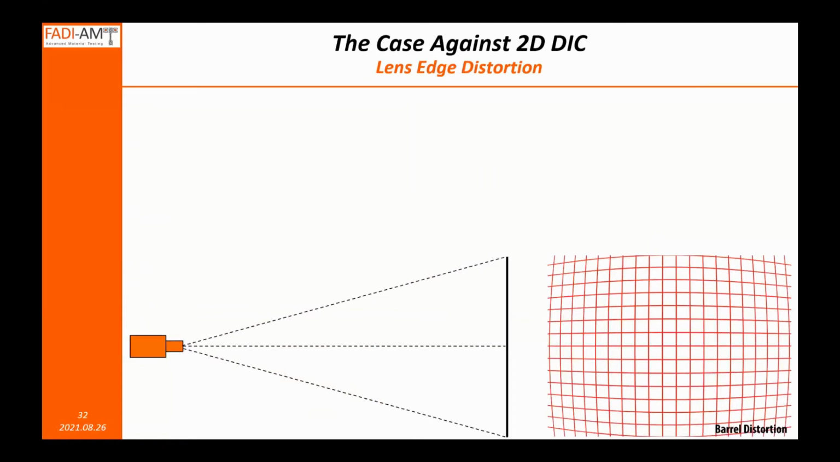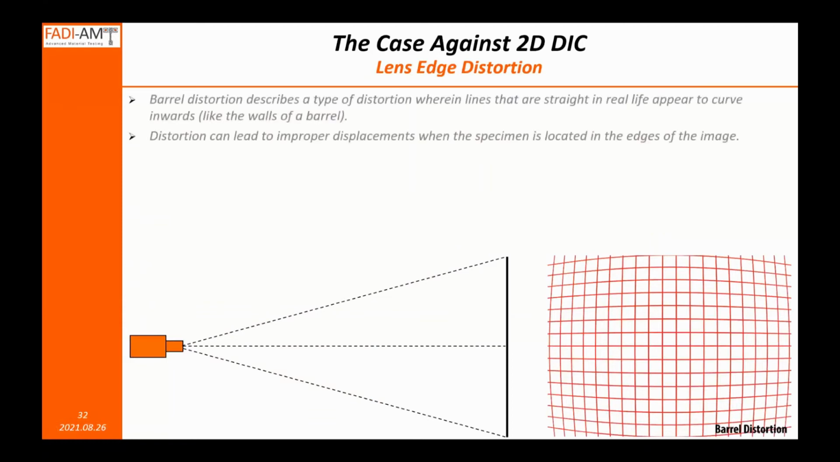The next item is lens edge distortion, or what we call barrel distortion. This is an issue not with 2D DIC; this is a lens issue. In any lens, depending on the quality of the lens and the relationship between the lens and the sensor of the camera, you will have this distortion. It's shown in this schematic here.